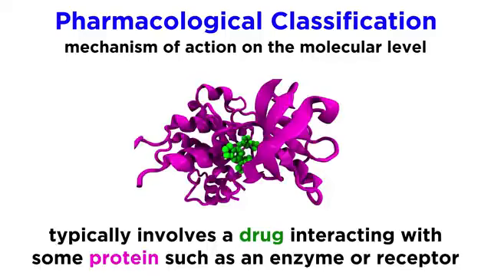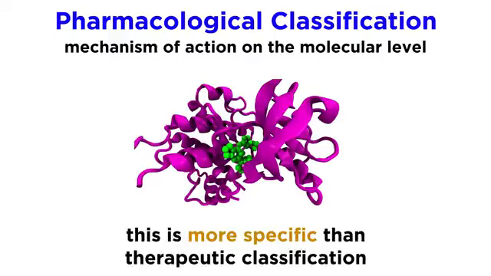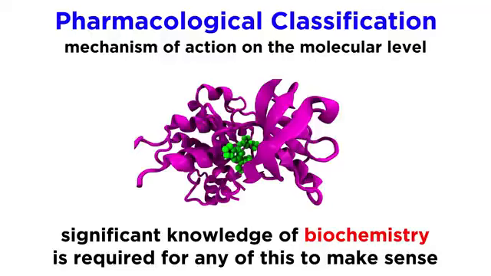As you can see, with pharmacological classification, we are typically dealing with the way that a drug interacts with some biomolecule, usually a protein. This protein may be an enzyme, it may be a receptor, or otherwise, but there is typically some interaction between the drug and this protein that modifies the activity of that protein. For this reason, pharmacological classification is more specific than therapeutic classification, and significant knowledge of biochemistry is absolutely crucial in order for pharmacological classification to make any sense whatsoever.